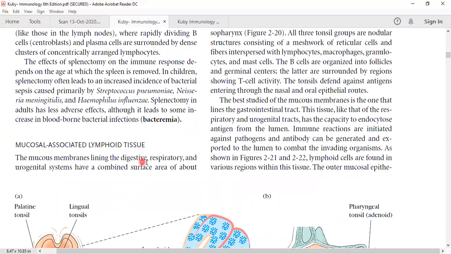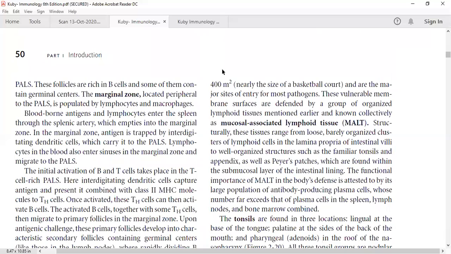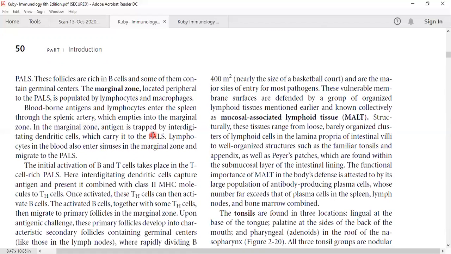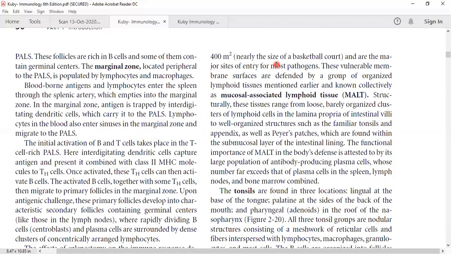So the mucous membrane lining the digestive, respiratory and urogenital system. So whatever tracts are there in our body, they are lined by the mucous membranes and therefore have a combined surface area of about 400 meters square. Right. So this area is nearly the size of a basketball court. Therefore, it was written it is a large lymphoid tissue and a major site of entry of most of the pathogens. Because of all these tracts in our body, the respiratory tract, urogenital tract, okay, digestive tract, the majority of pathogens are going to enter through these tracts only.